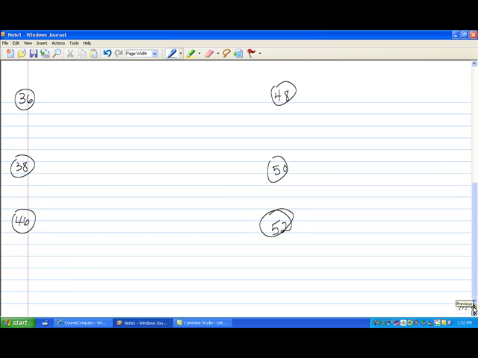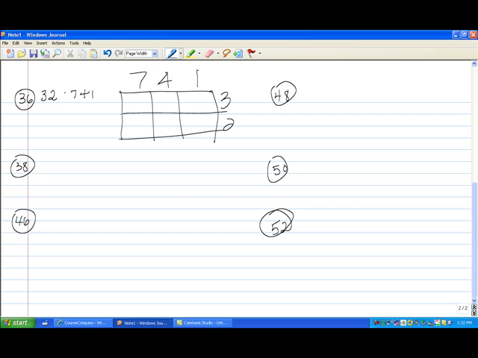Okay, in 36, we're using the lattice method. We want to multiply 32 times 741. So 7, 4, 1, 3, 2. I want to make sure I put my diagonals in.